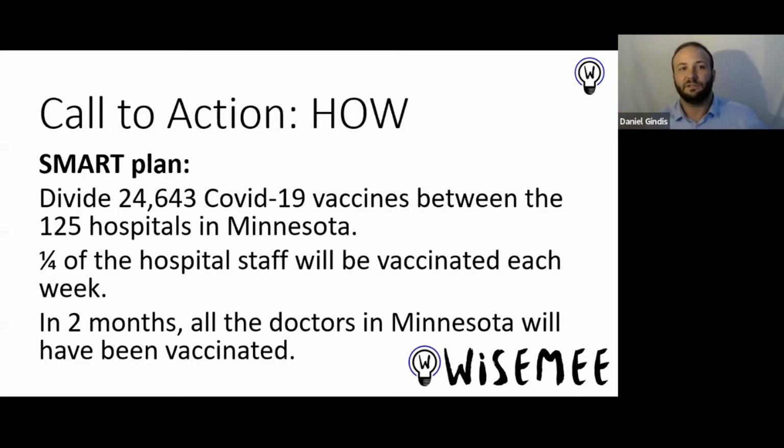So here, divide the 24,643 COVID-19 vaccines between the 125 hospitals in Minnesota. A quarter of the hospital staff will be vaccinated each week. And in 2 months, all the doctors in Minnesota will have been vaccinated. So see here that in 3 steps: dividing the vaccines to the hospitals, a quarter of staff vaccinated each week, maybe for side effects, and in 2 months, all the doctors have been vaccinated. Easy to remember and simple to go through, in 3 steps.